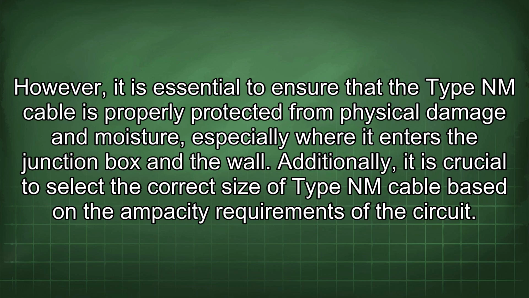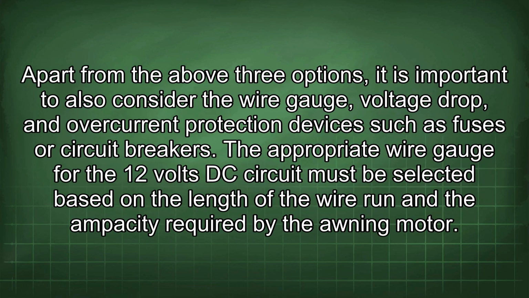However, it is essential to ensure that the Type NM cable is properly protected from physical damage and moisture, especially where it enters the junction box and the wall. Additionally, it is crucial to select the correct size of Type NM cable based on the ampacity requirements of the circuit. Apart from the above 3 options, it is important to also consider the wire gauge, voltage drop, and overcurrent protection devices such as fuses or circuit breakers.